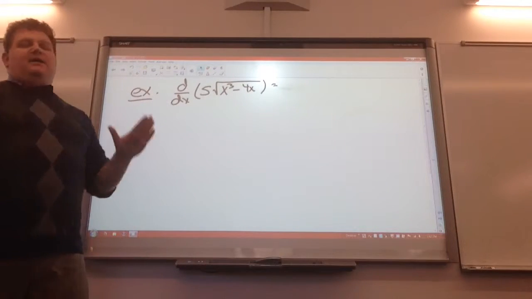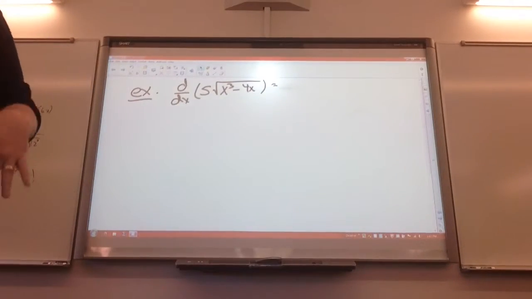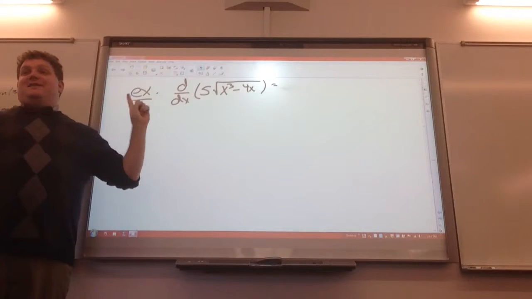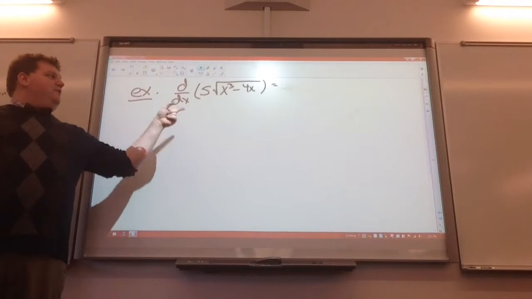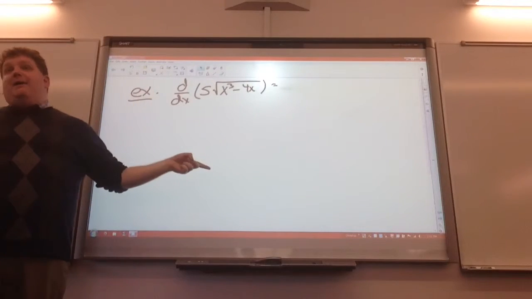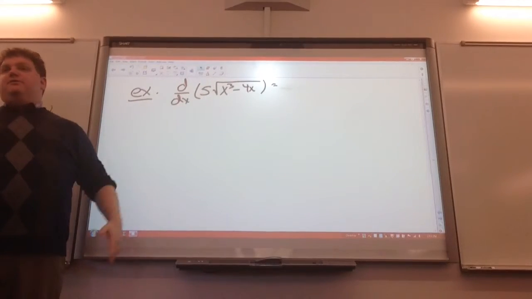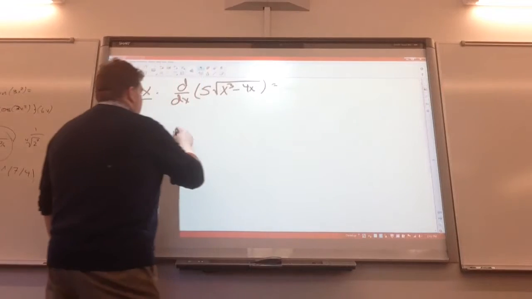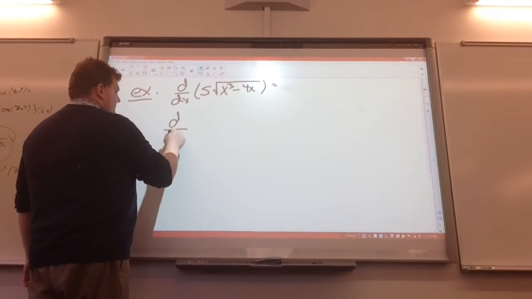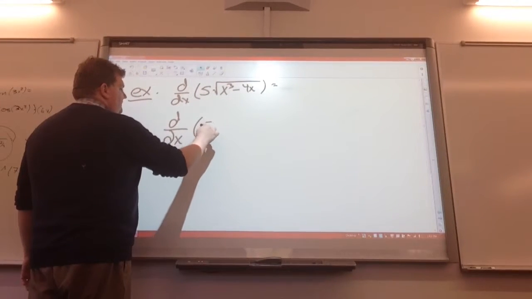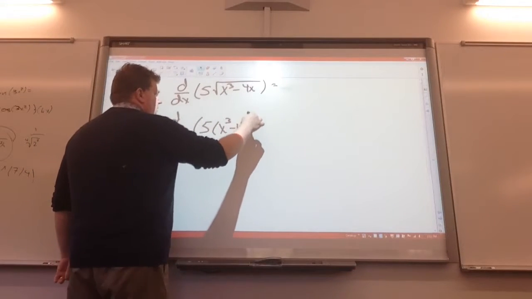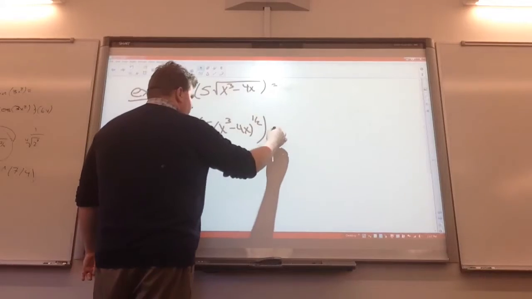is, and this is something I should have told you a while back, we do not like the radical symbol in calculus. We'd much rather have it be a power. So anytime you see a radical, go ahead and convert it to a power. So what's the square root equal to as an exponent? 1/2. So we'll go ahead and change this to be the derivative with respect to x of 5 times x cubed minus 4x to the 1/2, like so.